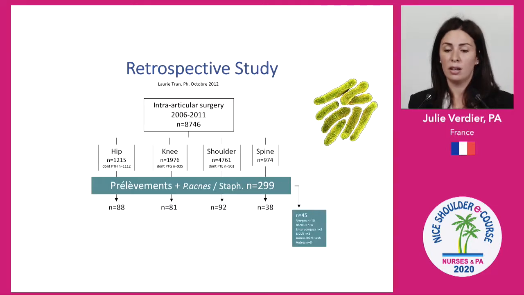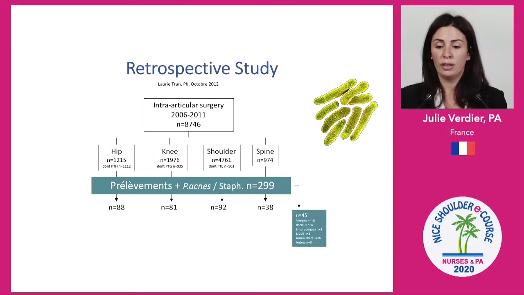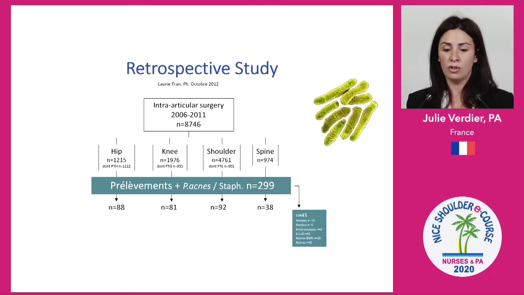For instance, Dr. Tran found in a retrospective study of our surgical database of almost 9,000 patients involving nearly 5,000 shoulders that cultures were positive for P. acnes in 92 patients, approximately 2%.